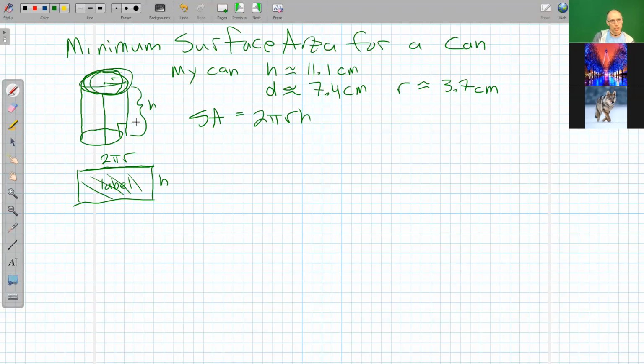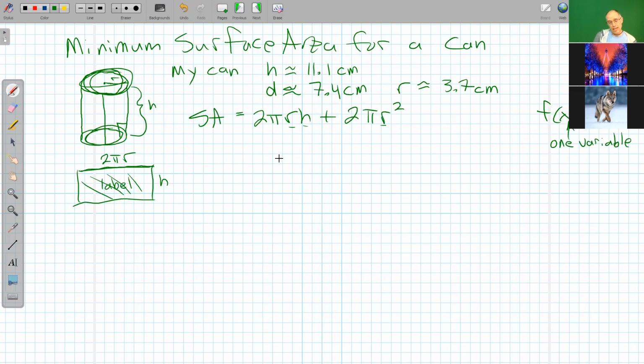And then I have the lid on the top and the lid on the bottom. So I have 2 circles at pi r squared. So this would be the surface area of my can there. Now, one problem is that the surface area is a function of two variables, and we are used to using functions of one variable. So we have to deal with that. We somehow have to get one variable.